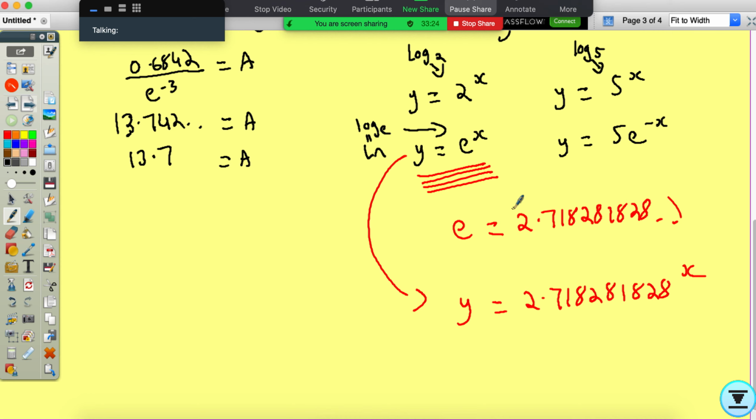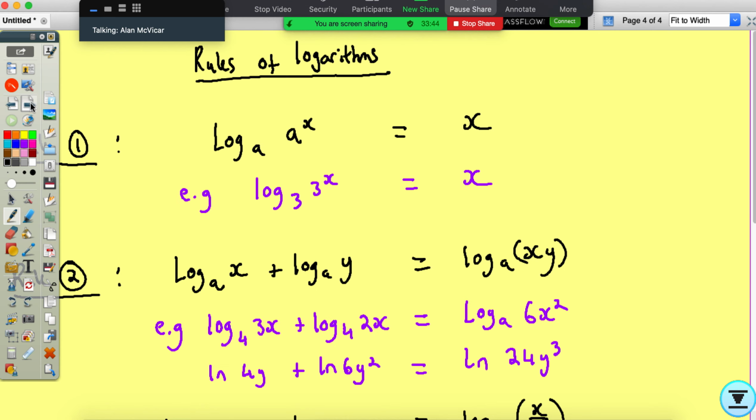So, in the last video, this is just me talking, right? I'm just trying to explain stuff rather than give you any great deal of notes on it, right? In the last video, I gave you these rules of logs, right?